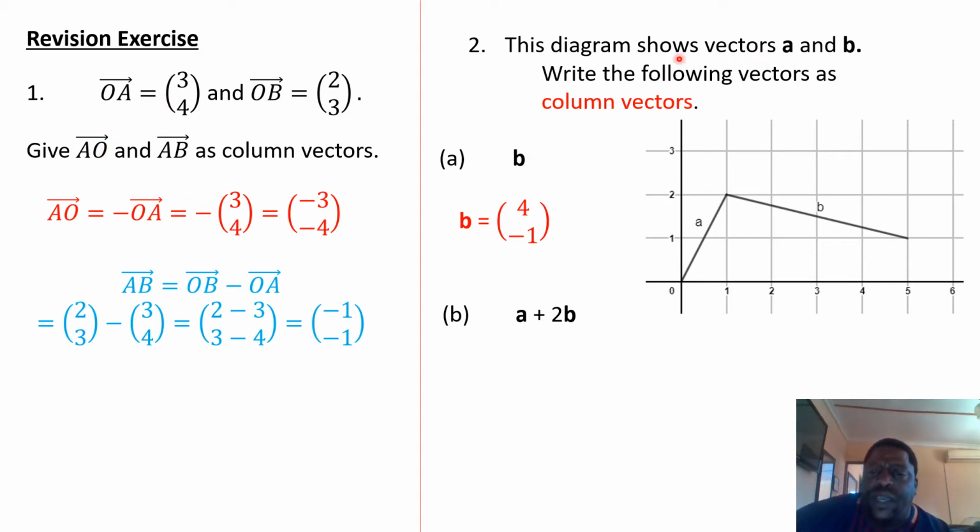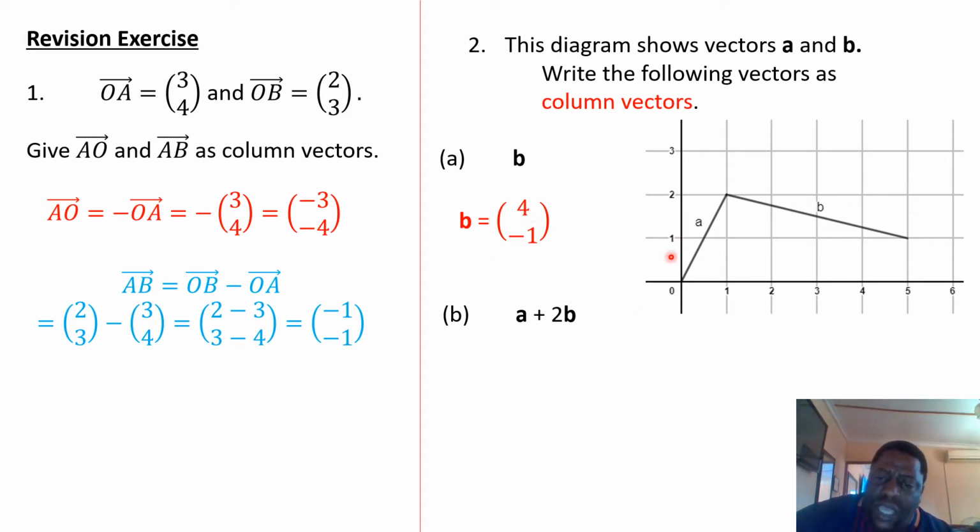Right, so in this particular case, the diagram shows vector A and vector B. And if you look at it, you have got a column vector. So from B, you're going 4 places to the right. Make sure you understand your scale, and 1 place down. So that's how you write it.